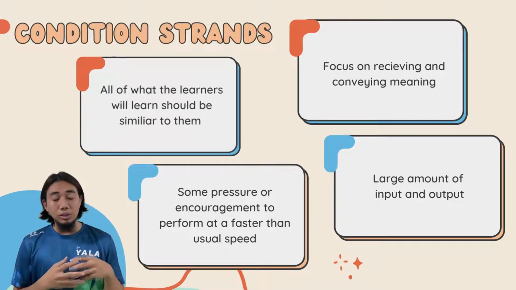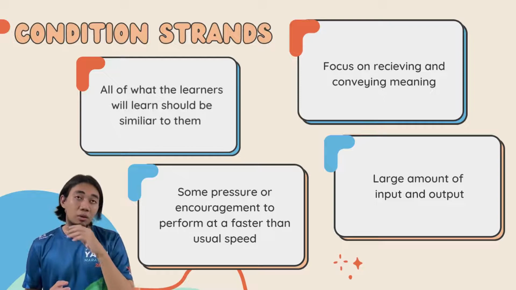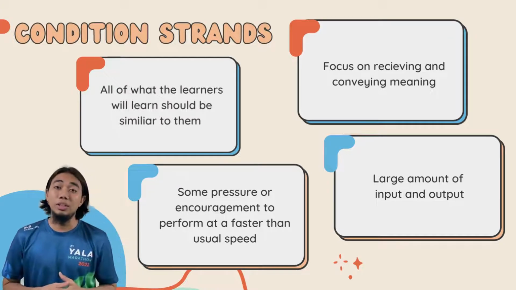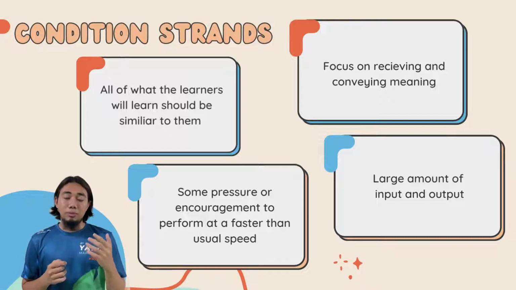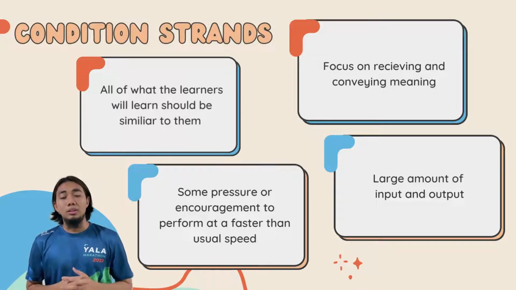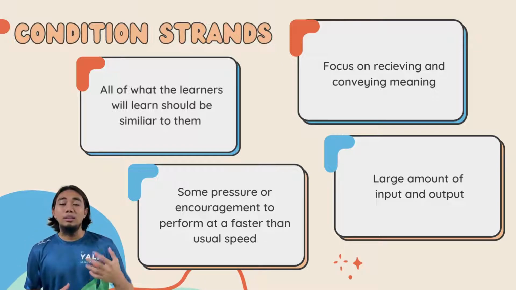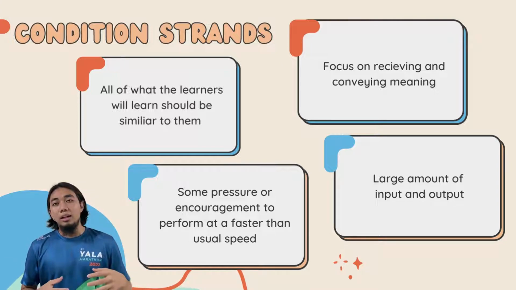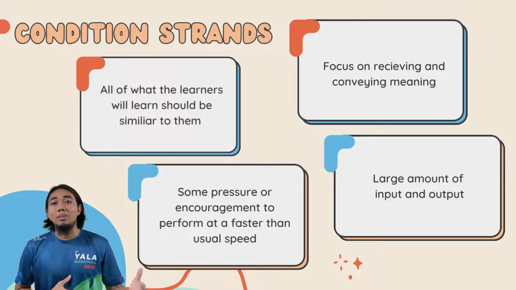Okay, and the next condition is that the learner's focus is on receiving or conveying meaning, not on reciting the language features. And next, there is some pressure or encouragement to perform at a faster than usual speed. So imagine you teach 2 students, and the first student you give encouragement and pressure, and the second student you give nothing. It will be clearly seen that the first student will grow up more quickly than the second student.